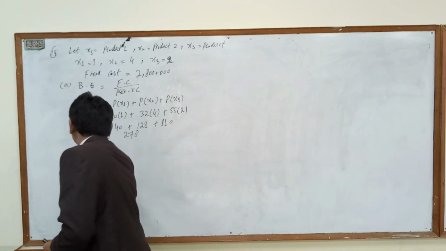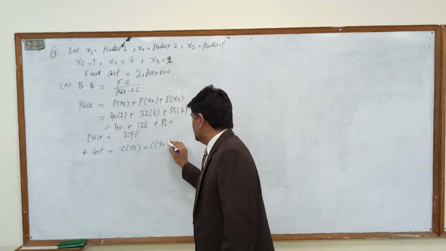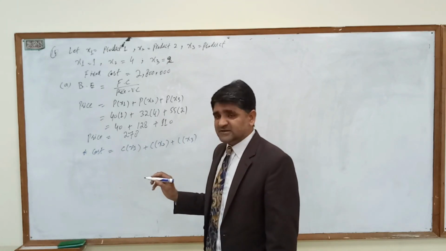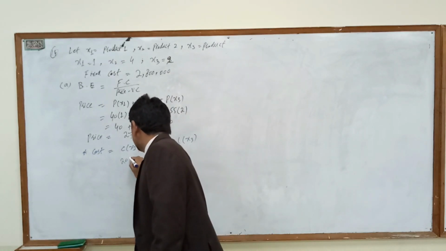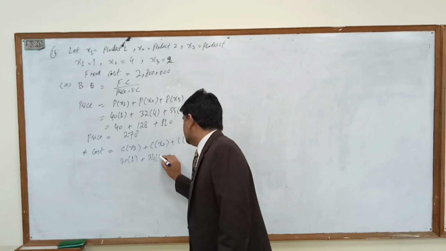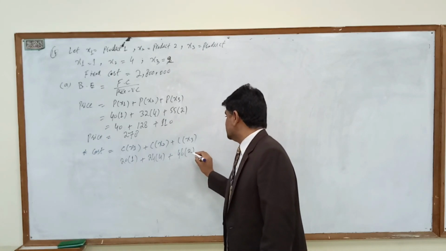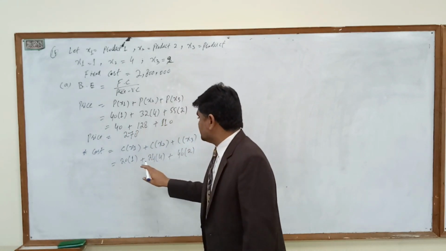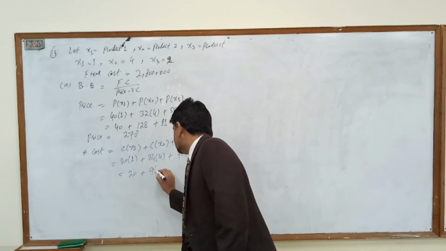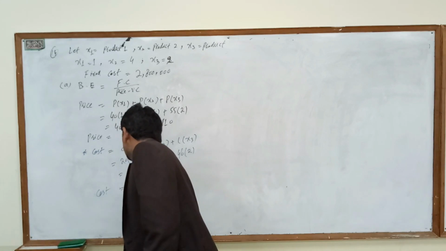Then we can determine the cost. So the cost function is: cost is equal to C of X1 plus C of X2 plus C of X3. What is the cost of X1? 20. Number of units of X1? 1. What is the cost of X2? 24, times the number of units, 4. Cost of X3? 46. Number of units? 2. Here we can simplify it: 20 plus 96, plus 92. What's the total cost? 208. Cost is equal to 208.